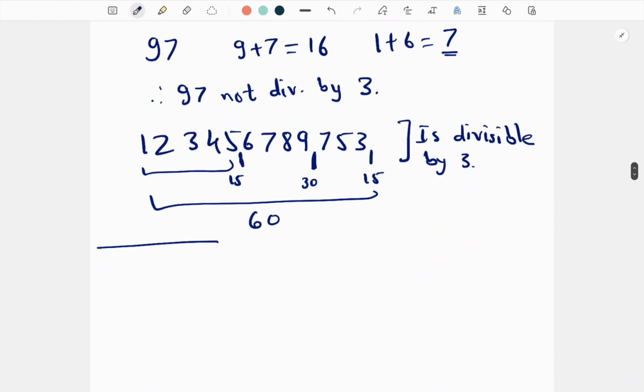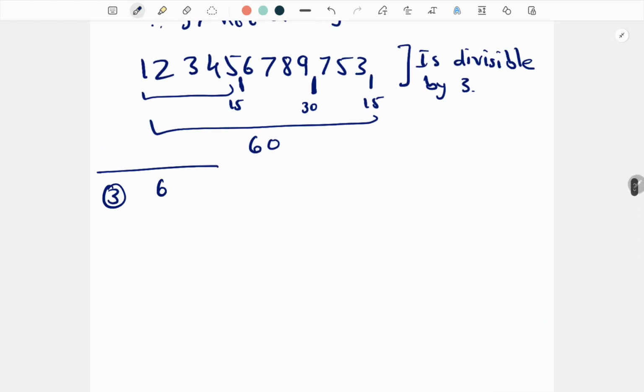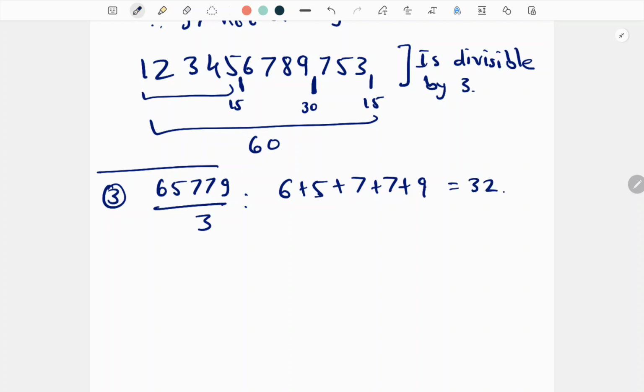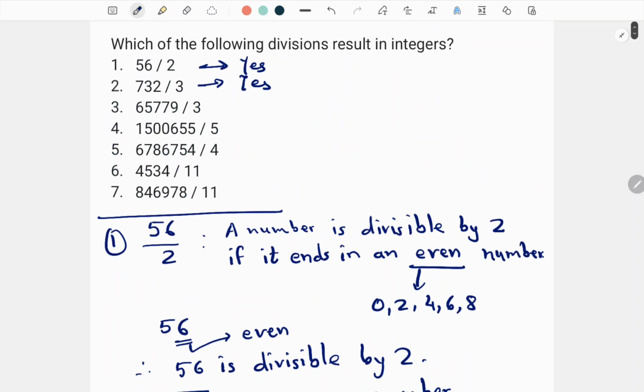65779 divided by 3. Let's add the numbers. 6 plus 5 plus 7 plus 7 plus 9. This is 11 plus 7 is 18, 25, 32. So this is 32. Therefore, because 32 is not divisible by 3, 65779 is not divisible by 3. So this one is not divisible by 3.